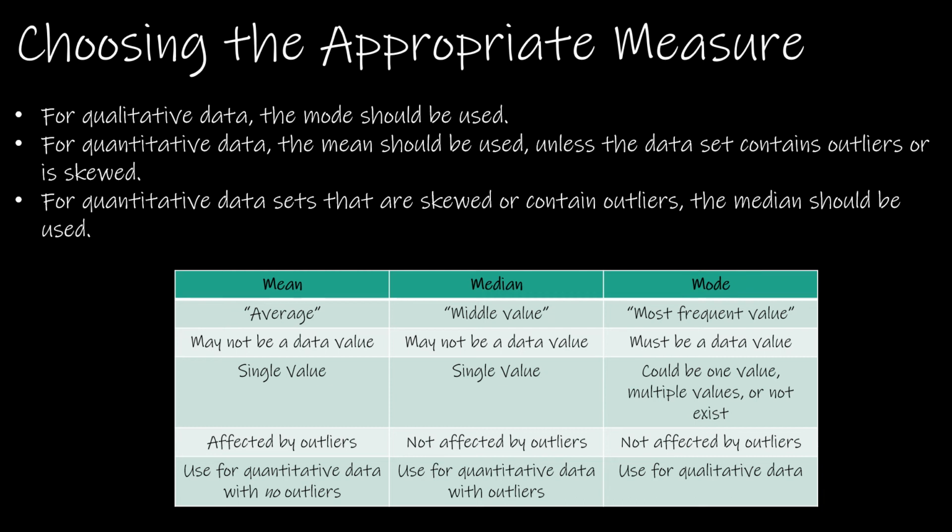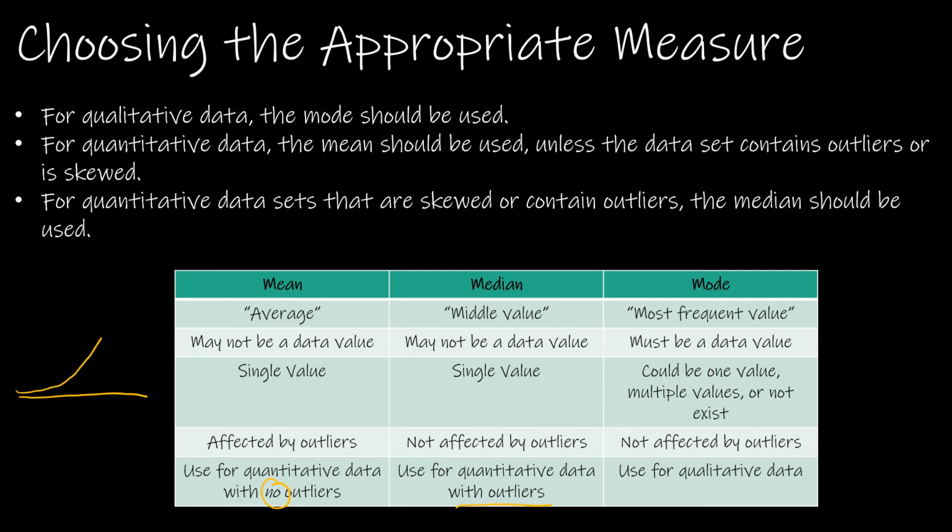Now, what about the median? When is the median appropriate? When is the mean appropriate? Both of those are going to use quantitative data. The big difference between the two is outliers. So if you don't have an outlier, it's going to be different than if you do have an outlier. So let's talk about why before we say which one is which.